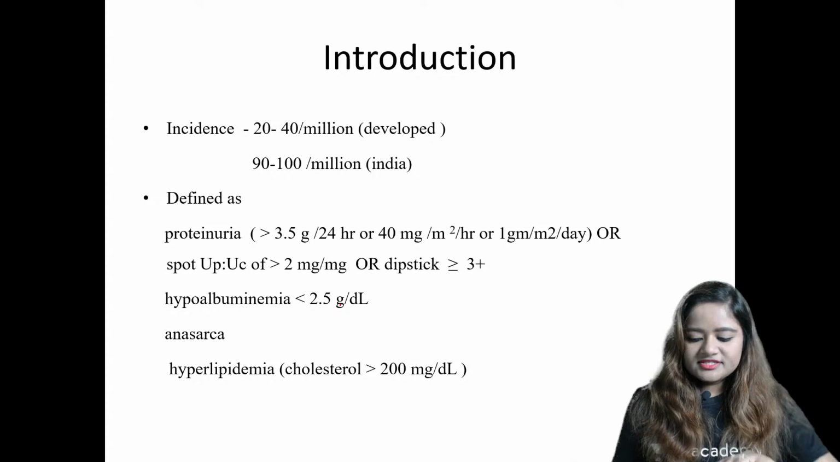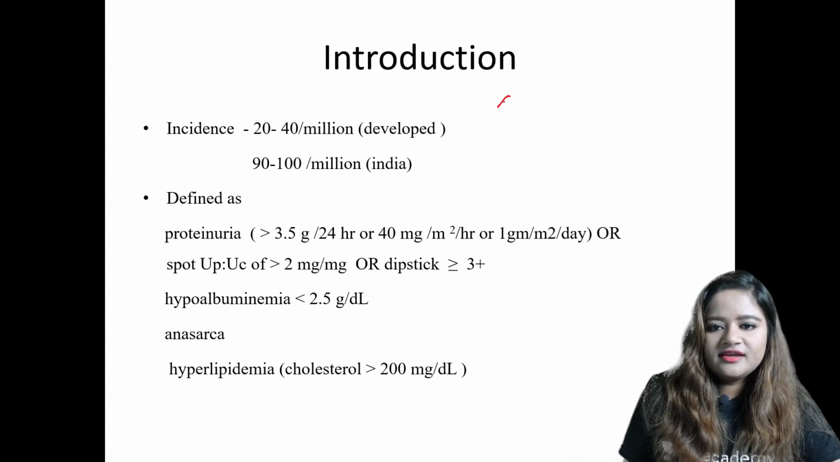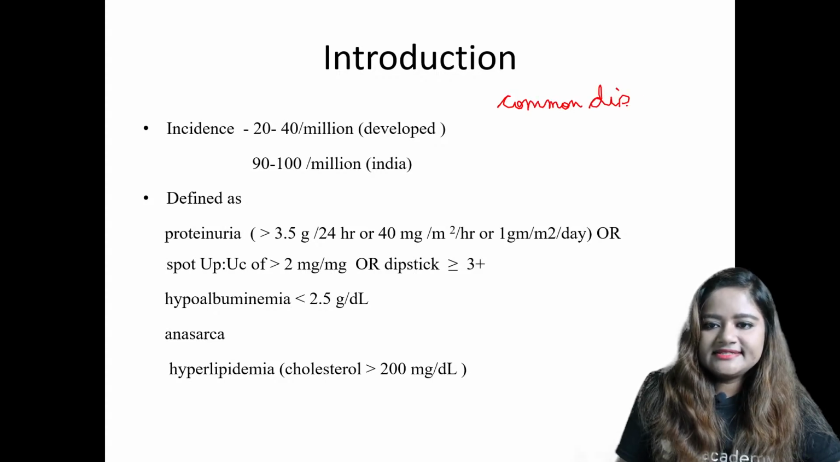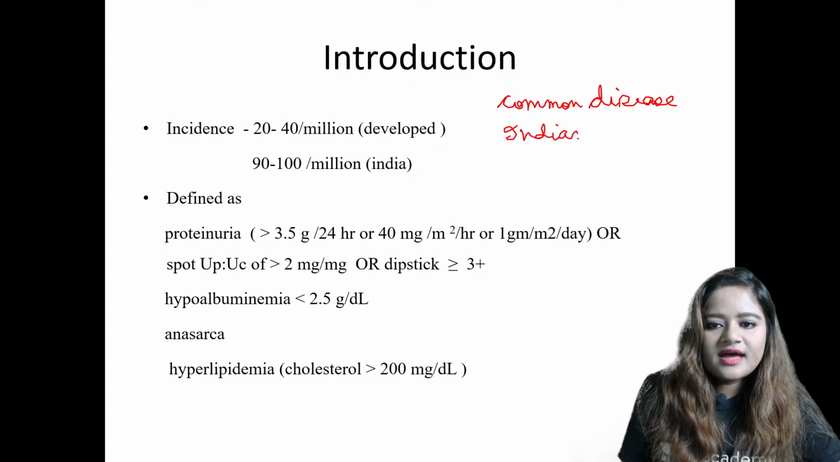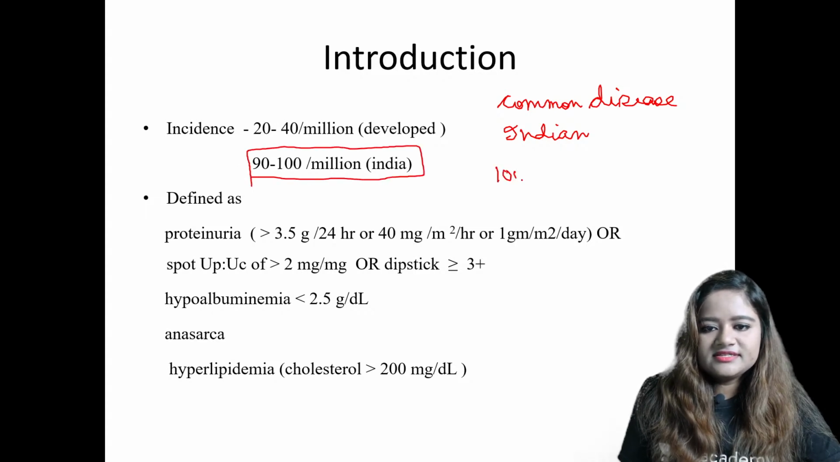So regarding nephrotic syndrome, I had told you very basic points in the last class, that it is a very common disease that is present in pediatrics. Don't think it is rare. It is very well present in Indian setup. So you can be asked a simple number based question about the incidence. So the incidence is around 100 per million. Incidence is around 100 per million children in India.